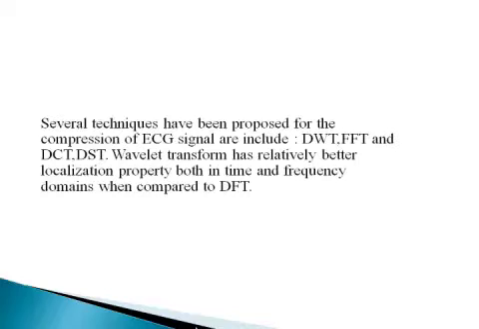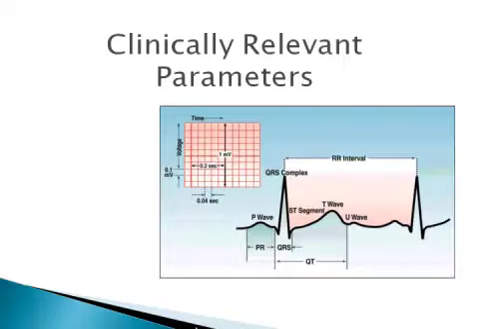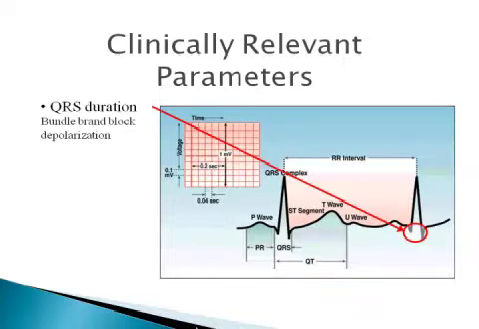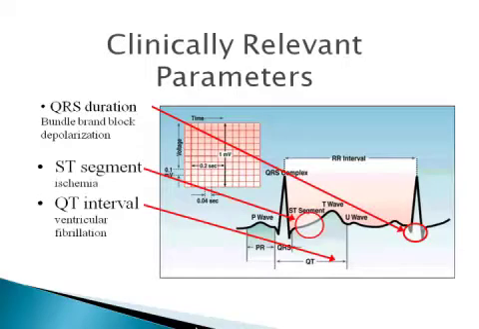As mentioned above in the block diagram, the techniques that we are using for compression of ECG signals are the transform methods. The transform methods are DWT, FFT, DCT and DST, where the wavelet transform has relatively better localization property both in time and frequency domain when compared to FFT. The clinically relevant parameters that are to be present also in the reconstructed signal are listed here. The parameters shown here are the important ones in an ECG signal, hence reconstruction is necessary for these signals.